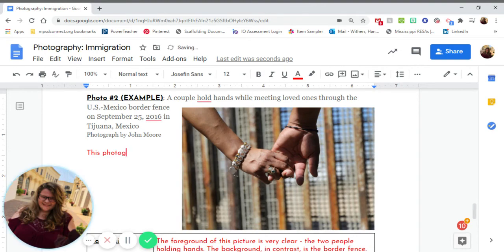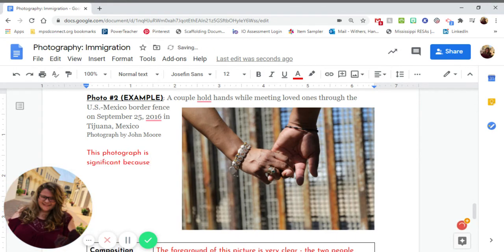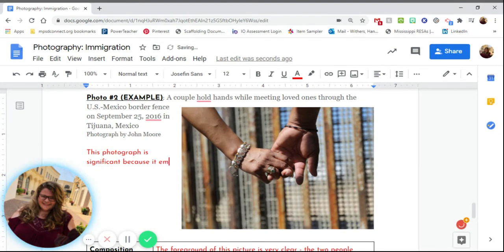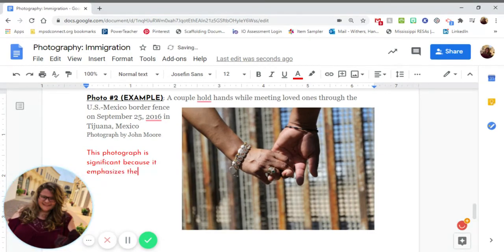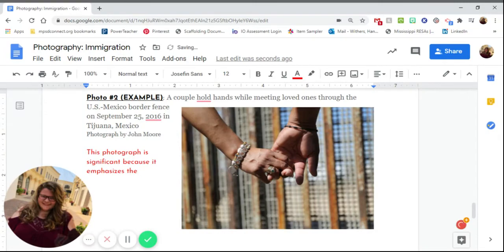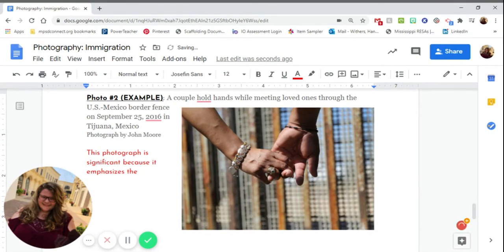This photograph is significant because it emphasizes the humanity of the people entering the country.